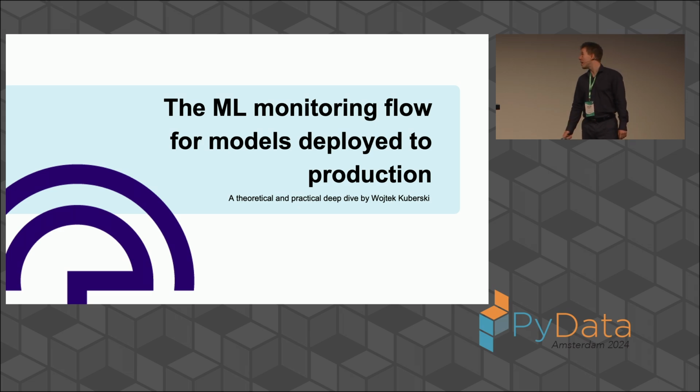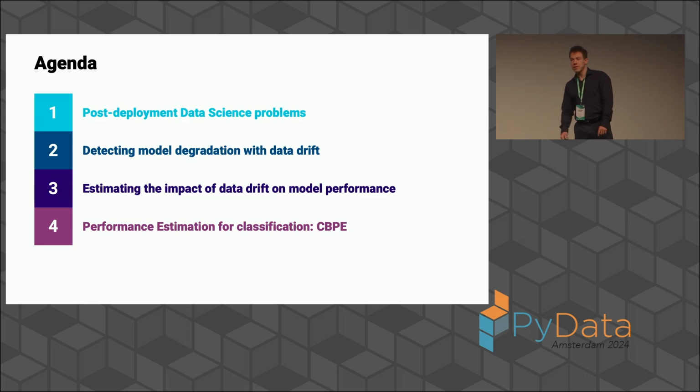So let's get started. As you already know, today we're going to talk about how to monitor the models that are actually deployed to production. Let's start with the agenda. We have basically 4 items. First, we're going to talk about the main problems that you have to deal with once you deploy models to production. We're going to see what the main problem is and how it's not really that trivial to solve.